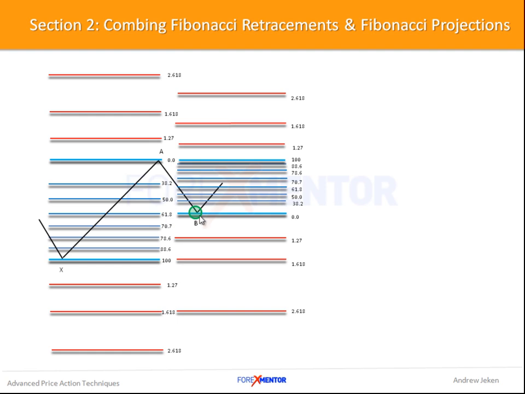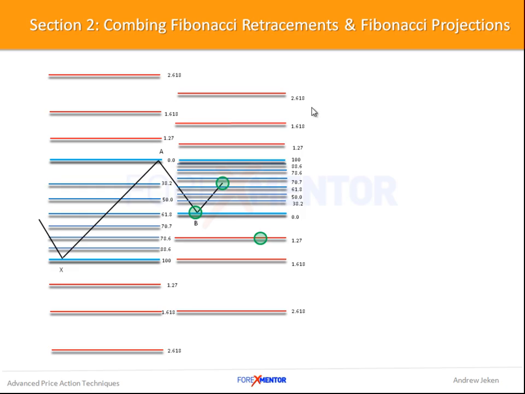It then bounced, and what we did then is draw a new fib, from A to B, and you can see price is starting to rally, breaks through the 38%, through the 50, slightly through the 618, and you can see we start to stall.